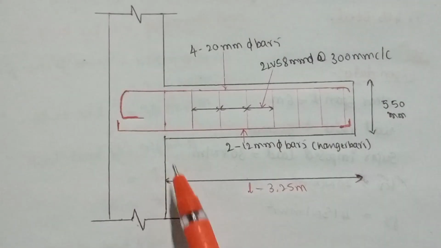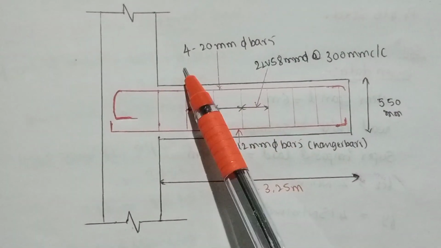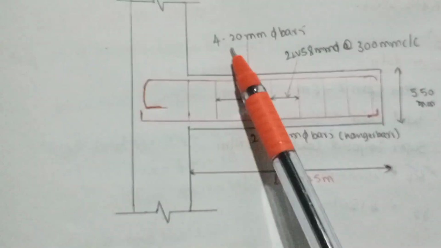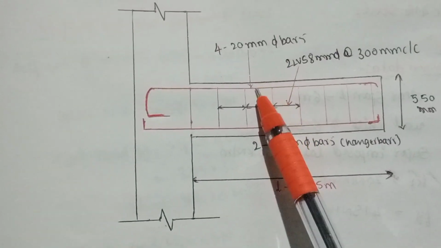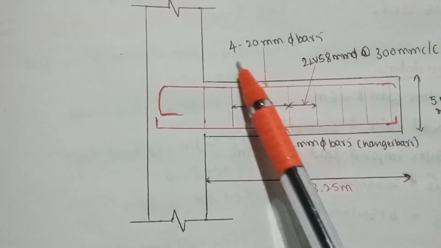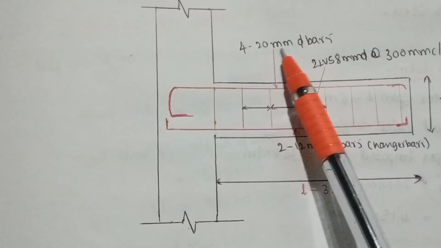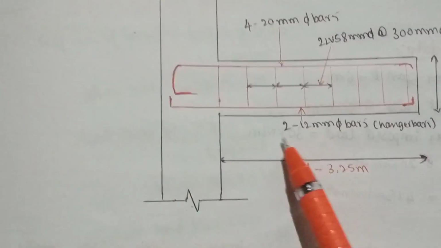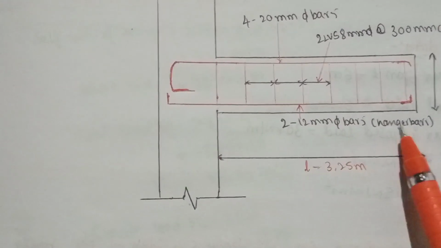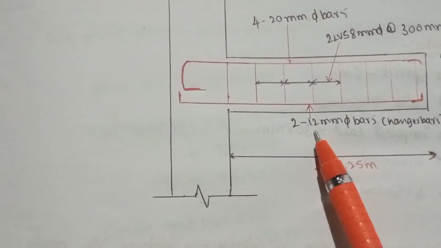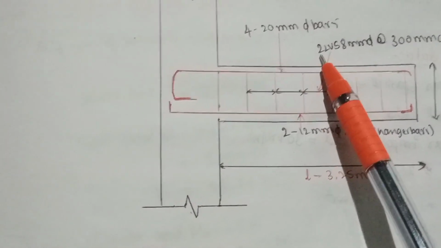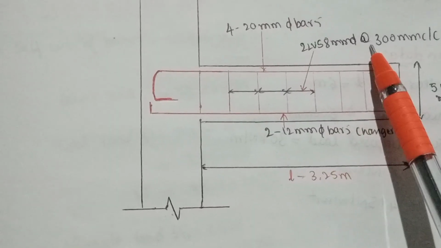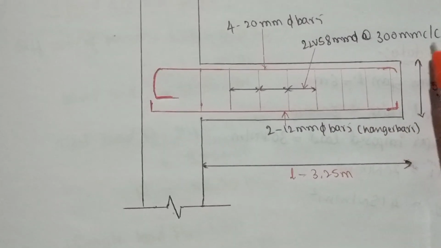So this is our cantilever beam design. So 4 numbers of 20 mm diameter bars. This is the main bar. So I have provided it at the top because our tension reinforcement comes on the top, because it is a cantilever beam. So I have provided here, and 2 numbers of 12 mm diameter bars, those are anchor bars, they come at the bottom side, and two-legged vertical stirrups of 8 mm diameter bars at a distance of 300 mm center to center.